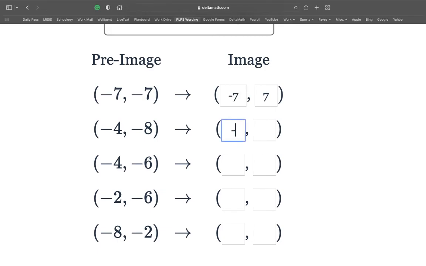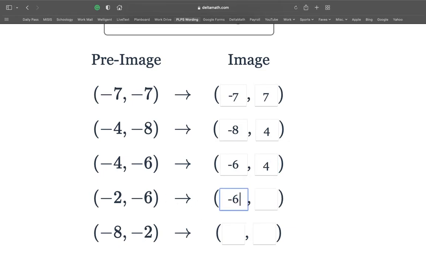So this is going to be negative 8, and this negative 4 is going to become a positive 4. This is going to be negative 6, and this negative 4 is going to become a positive 4. This is going to be negative 6 also. And this negative 2 is going to become a positive 2. And this is negative 2. And this negative 8 is going to become positive 8.